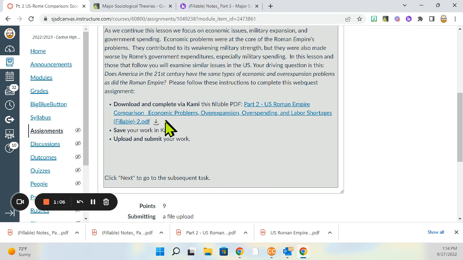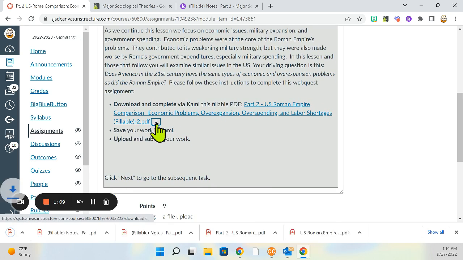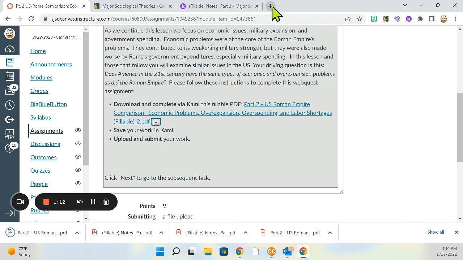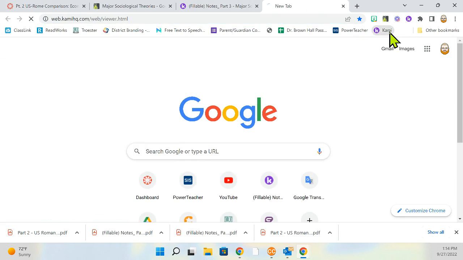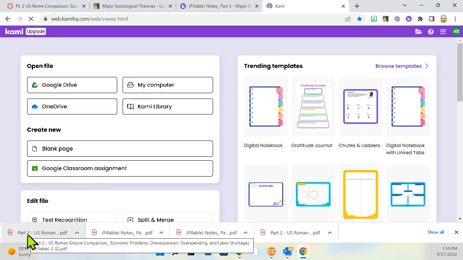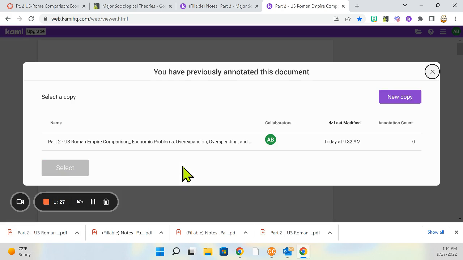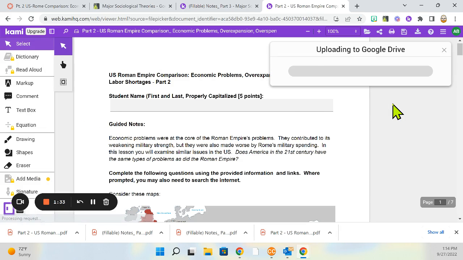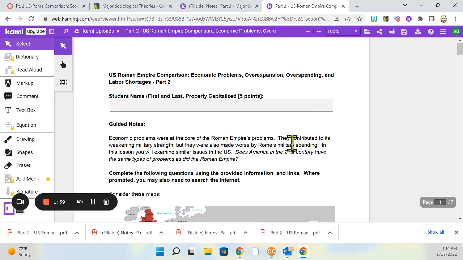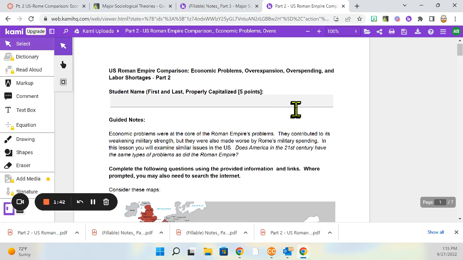These are your instructions for this assignment. Download the document. Open a new tab. Open Kami from your bookmarks bar. Drag and drop the document. Okay, now I always tell you never to make a new copy. This time I need to for my own reasons. You should always be opening copies that you've already worked on. Before we go any further, make sure you type your name in here. Failing to get your name in the box will cost you 5 points.